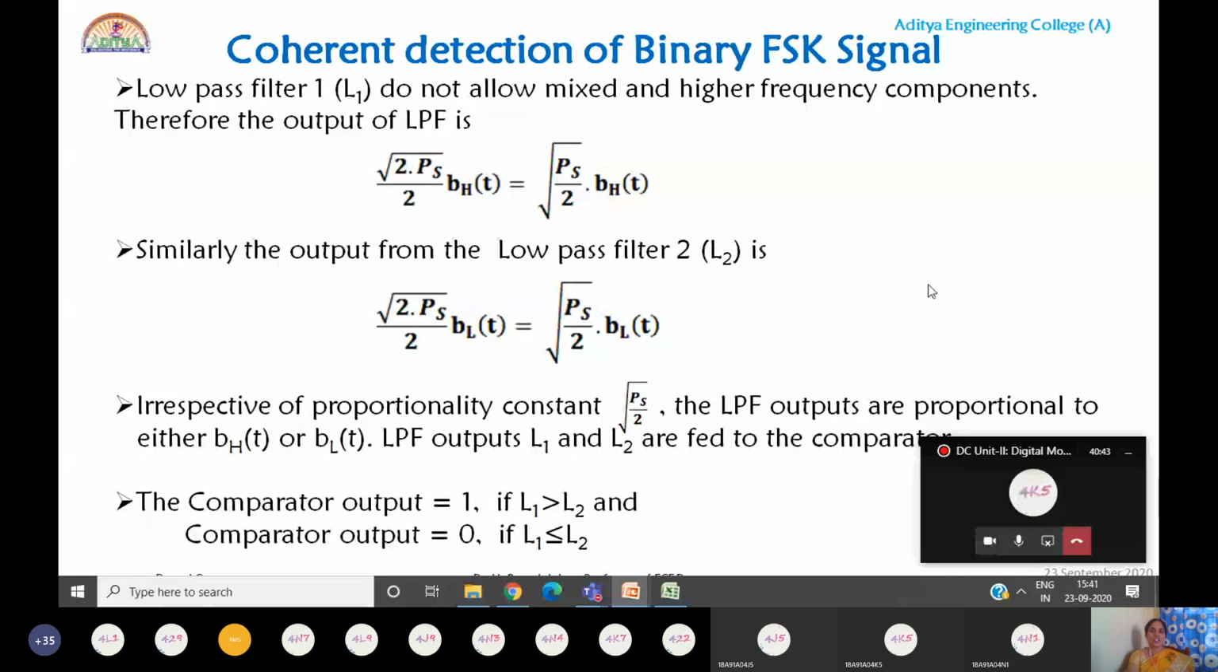This is about the coherent detection. And what is the advantage of coherent detection? Probability of error is less because you are using synchronous carriers. Which carrier is used in the upper correlator? Cos 2 pi FHT. Which carrier is used in the lower correlator? Cos 2 pi FLT. So that's why, because you are using proper synchronous carriers, the probability of error in coherent detection is very less.